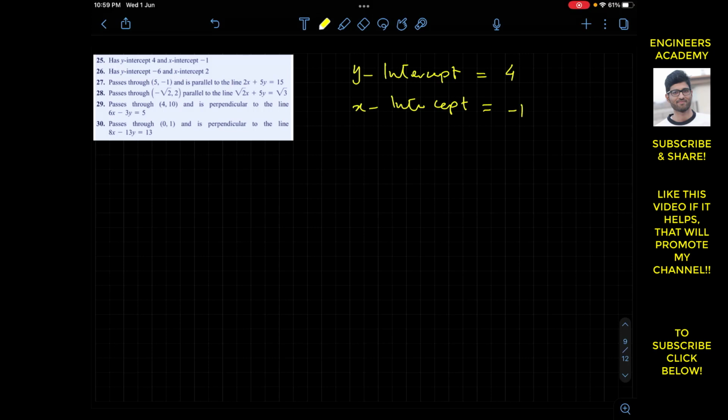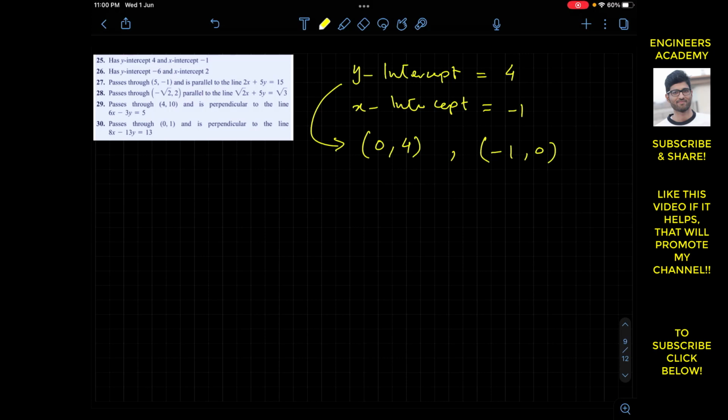The y-intercept is the point where the straight line intersects the y-axis. At that particular point, the x-coordinate is 0. So at the y-intercept the x value will be 0 and the y value will be 4. Similarly, at the x-intercept the line intersects the x-axis, and the y-coordinate of that intersection point will be 0. So this will be (-1, 0).